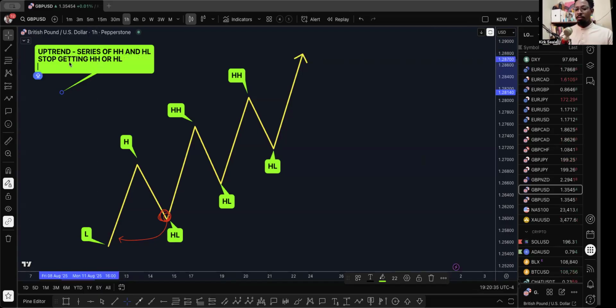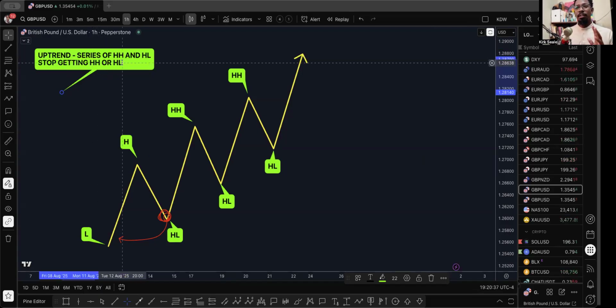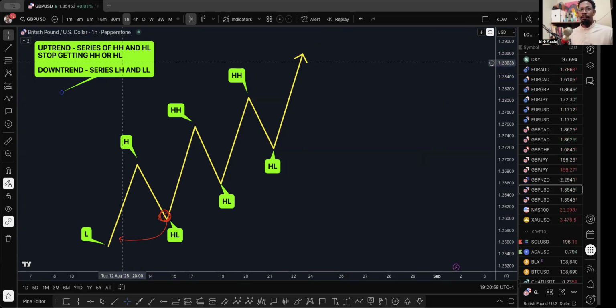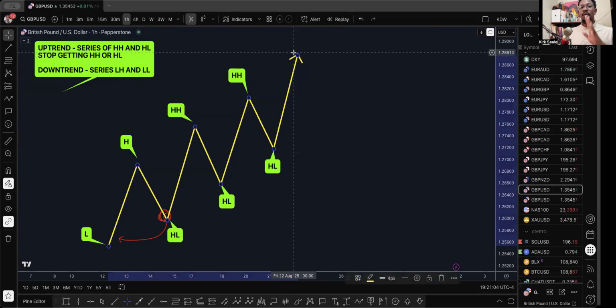Does anybody know what a downtrend is made up of? Because if it's not an uptrend, it's going to be a downtrend. Right. So a downtrend is going to be a series of lower highs and lower lows. All right. So if this was going up, we would know that it's no longer going up when the uptrend starts to break down.